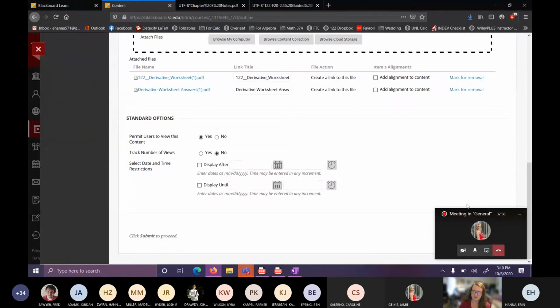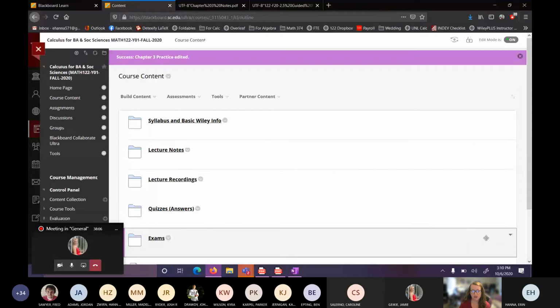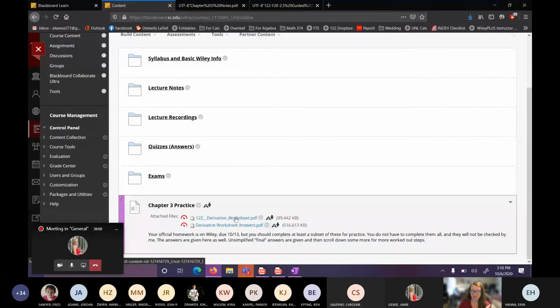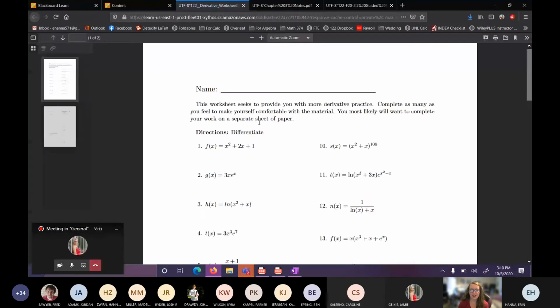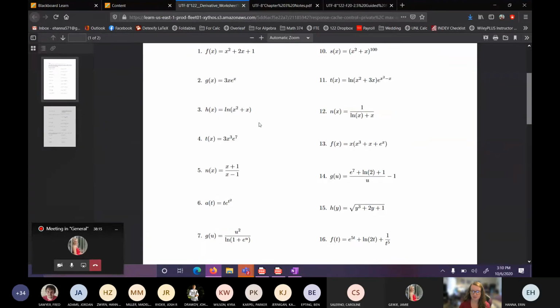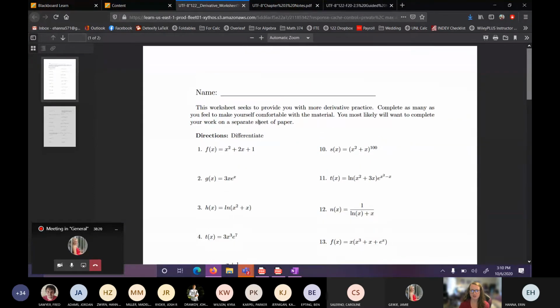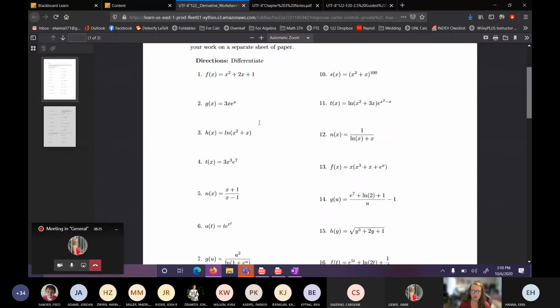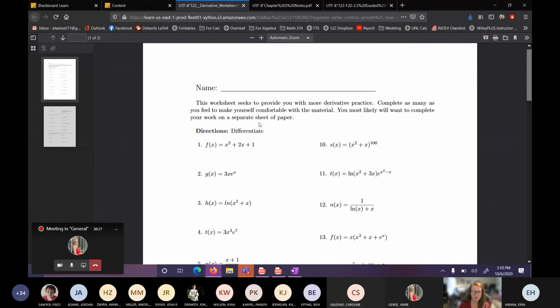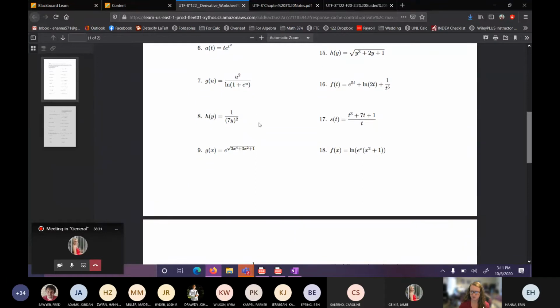But what I'm suggesting is that you do at least a subset of this practice that I've put on here, which is why your Wiley assignment is smaller. Because what we're about to see in class is they're going to look much more like this, where it's just find the derivative of these functions. There's a lot of them, and I'm not saying that you have to do them all, because this is not going to be officially checked. Your official homework is the one through Wiley, but you should really at least do a subset of these. Do as many of them as you need to be able to feel comfortable doing these derivatives.